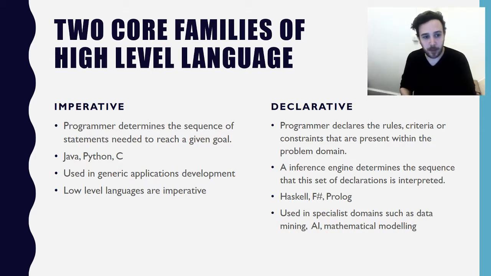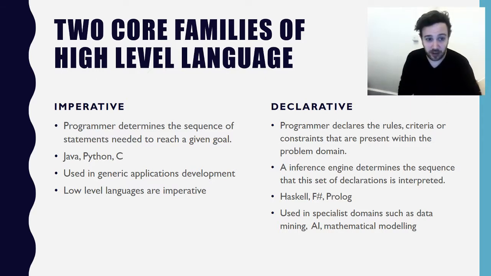So imperative programming, the program actually determines the sequence of statements needed to reach a given goal, and that's what you'll be most familiar with. So Java, Python, and C are all imperative languages. They are used in generic applications development.